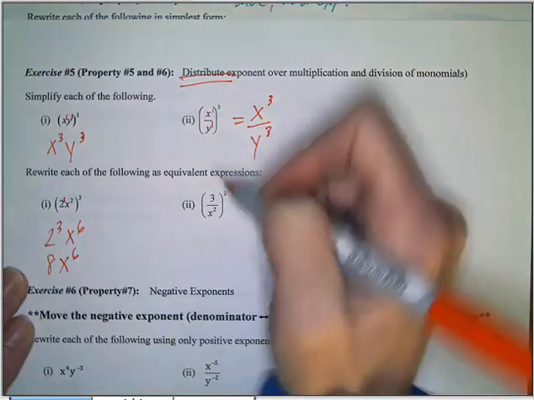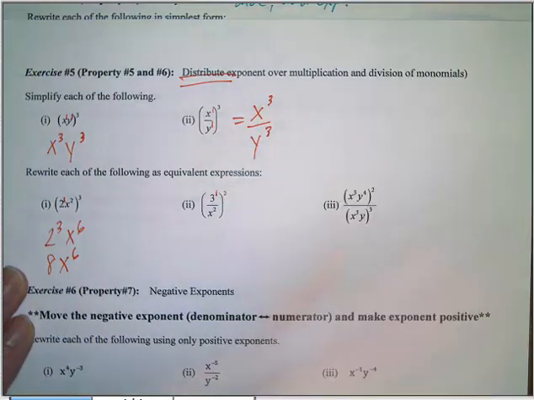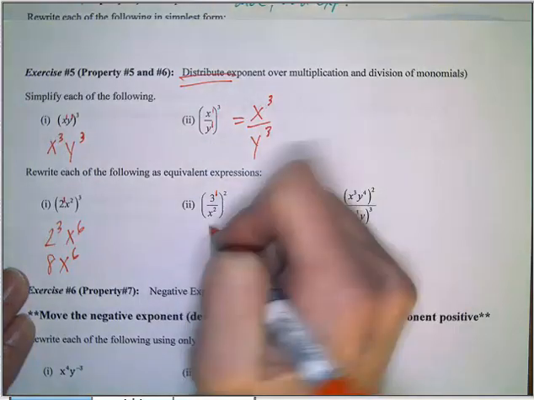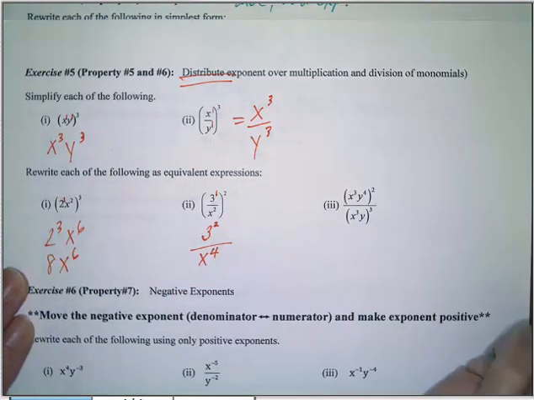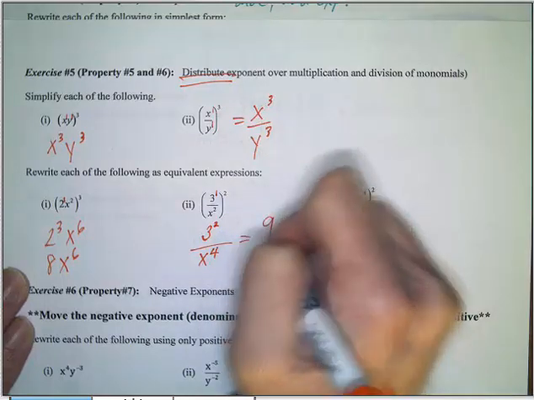Again for I, 3 is a power of 1, so I now have 3 squared over x to the fourth. Well, 3 squared is 9, so I have 9 over x to the fourth.